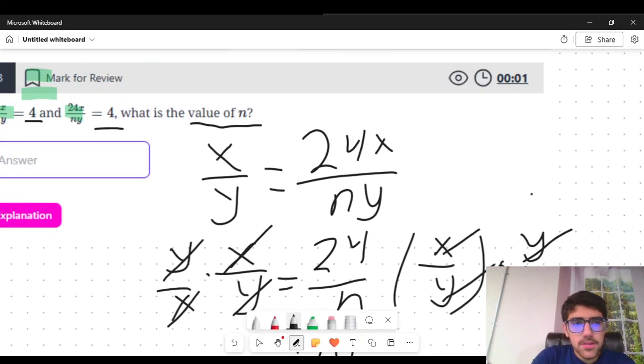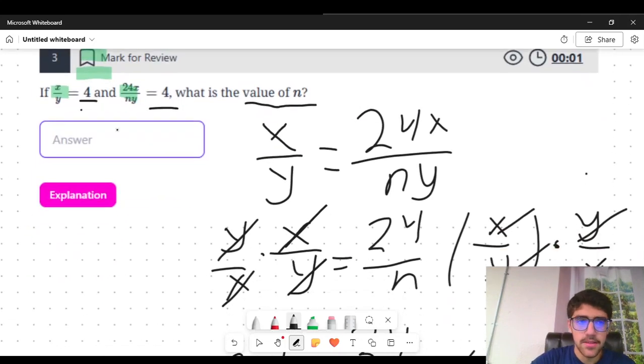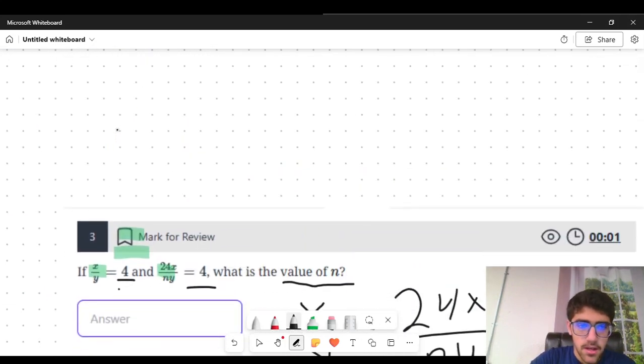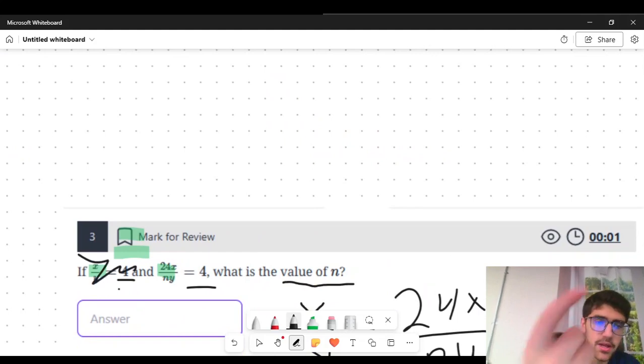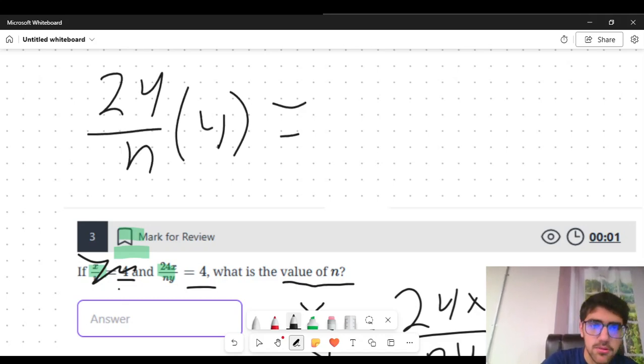So then the other way to solve this would be to see that I know x over y is equal to 4, and there is an x over y on this side. So I'm just going to plug it in. Let's do that above here. We're just going to plug in x over y equals 4. So you get 24 over n times 4 is equal to 4.